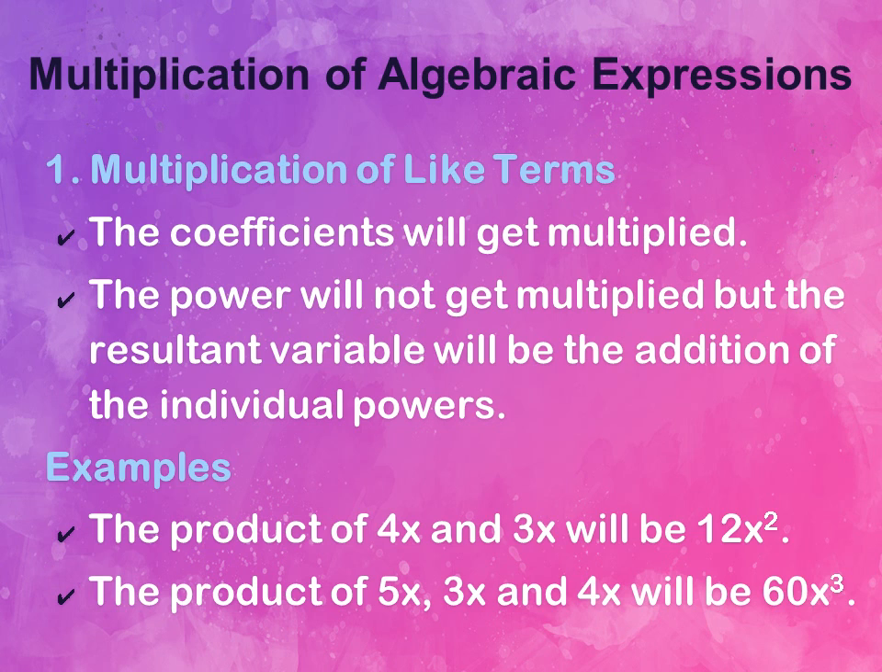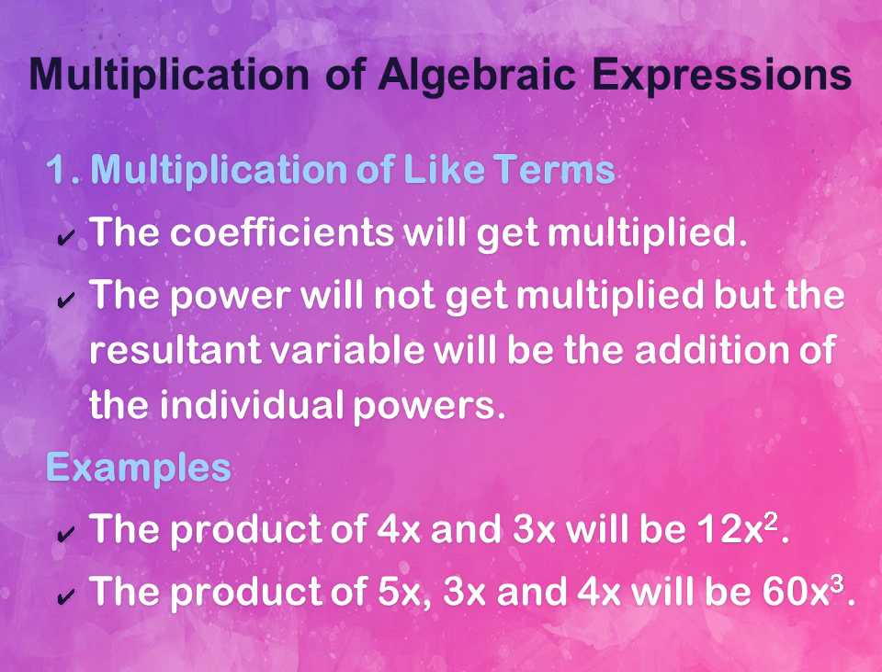So here, first of all, multiplication of like terms. Whenever we multiply like terms, their coefficients will get multiplied, and secondly, the power will not get multiplied, but the resultant variable will be the addition of individual powers. For example, the product of 4x and 3x will be 12x square, as the product of 4 into 3 is 12 and x into x is equal to x square.